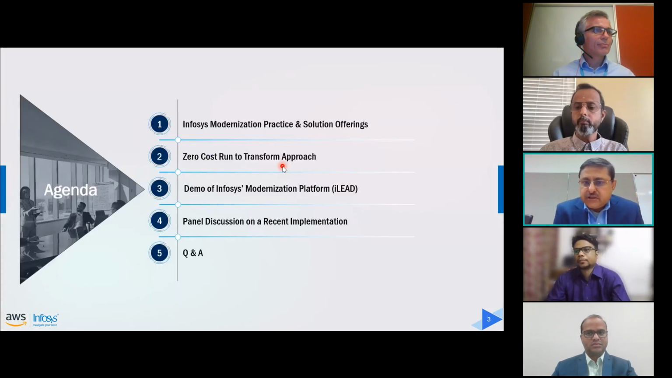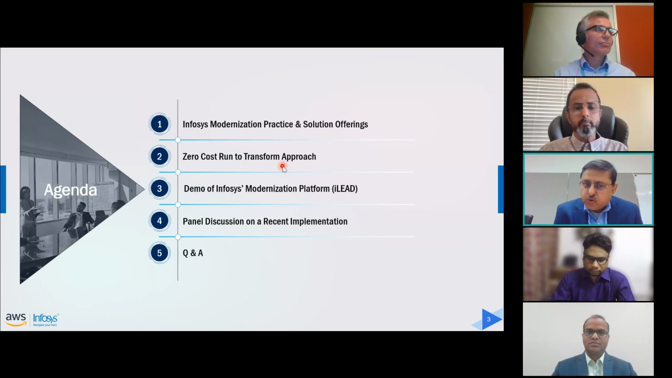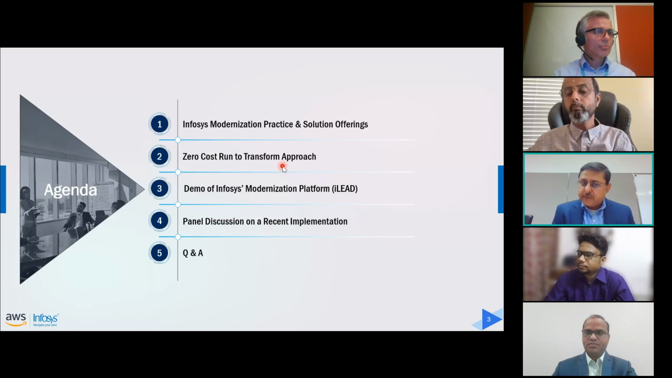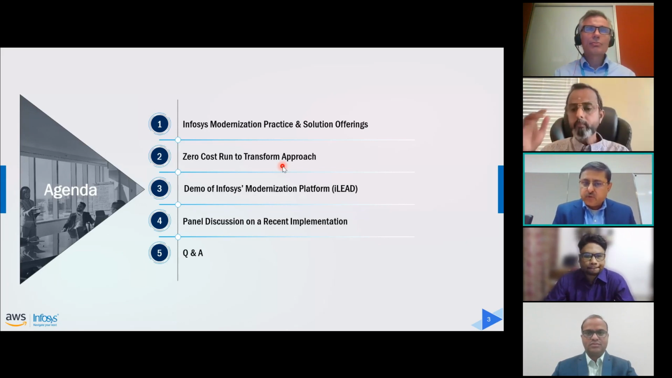So the way we have structured the agenda is that we'll start with a little bit about Infosys and its mainframe modernization practice, its solutions and offerings. Then we will delve deep into the zero cost transformation approach. One of the things that this entire approach is based on is our methodology and our platform, the iLead platform. So we will also demo the platform to you, and we will explain how it is really helpful for this approach. With that, we will hand it over for a panel discussion on our recent implementation. We will have three panelists joining for that. And the last few minutes, we will leave for Q&A. Feel free to put your questions in chat, and we will answer them towards the end of the presentation.